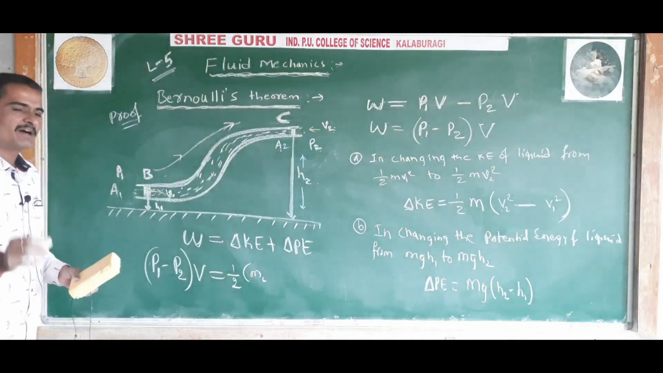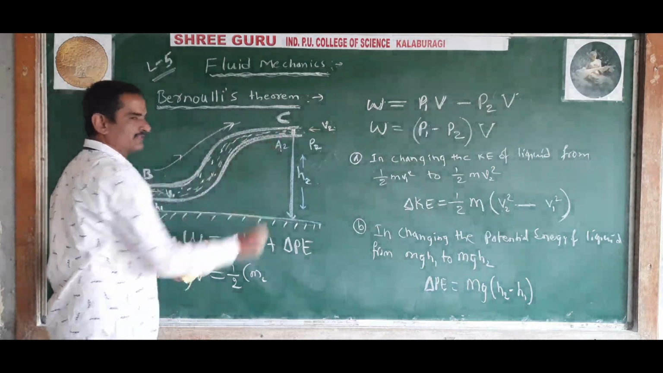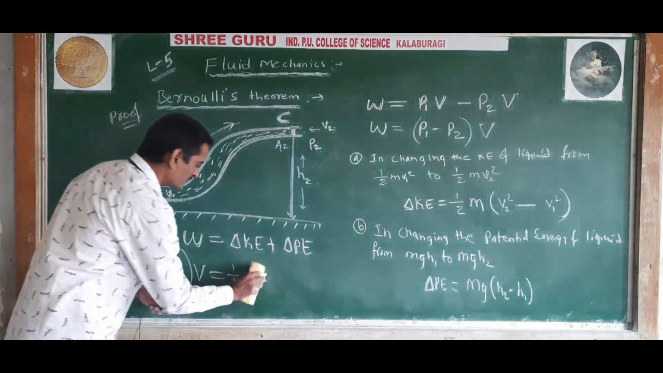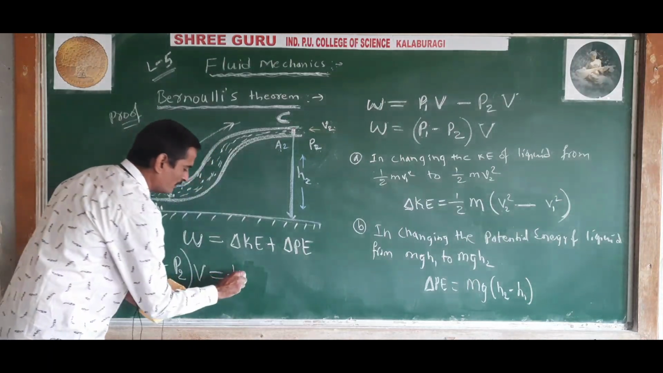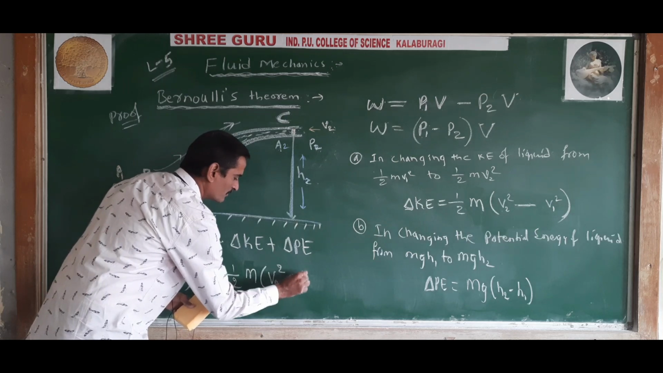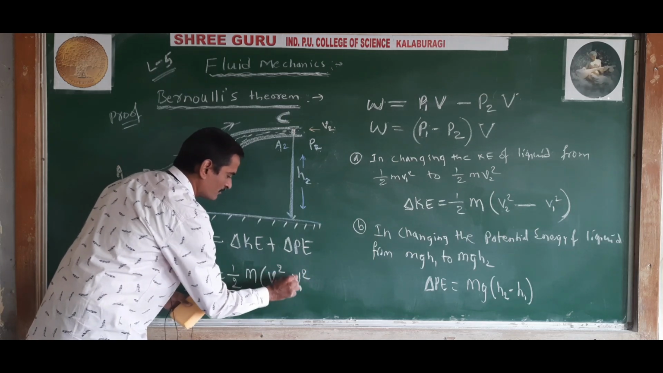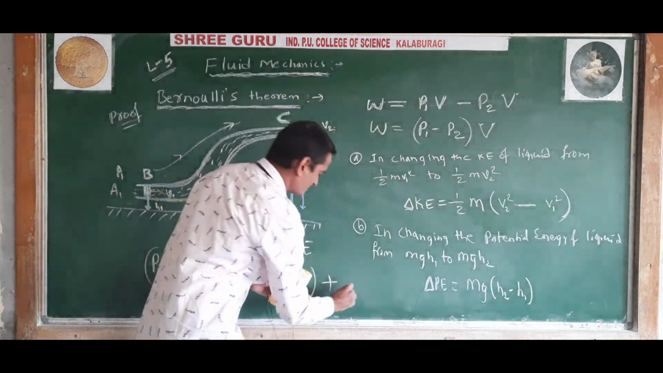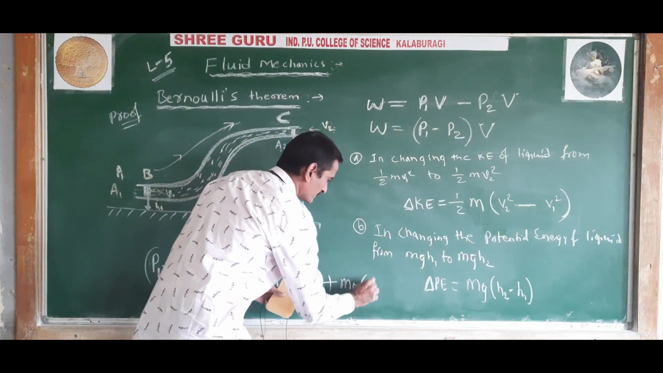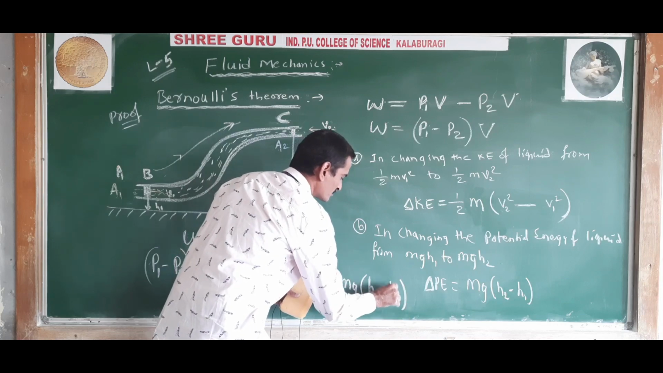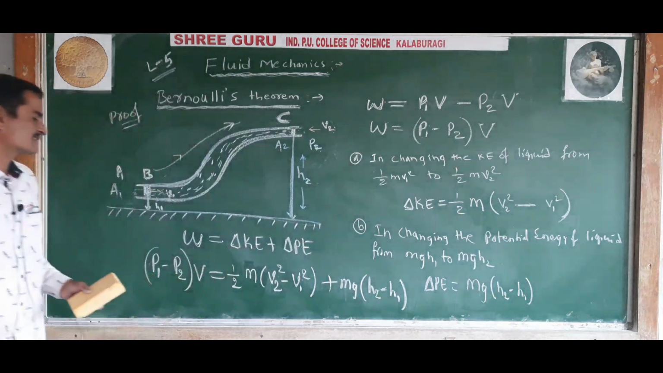So therefore, a given mass of the liquid is moved from the end B to C. I am taking m as common. So you will write the change in kinetic energy as 1/2 m (v2 square minus v1 square) plus the change in potential energy as mg (h2 minus h1). This is from the work energy theorem.